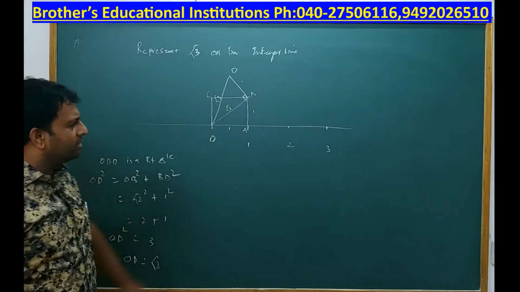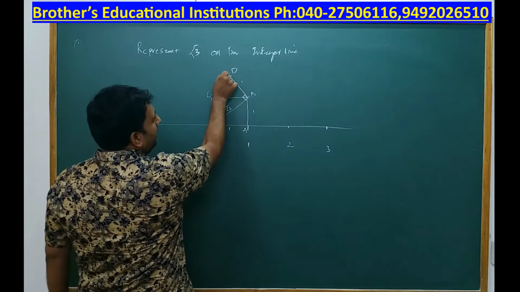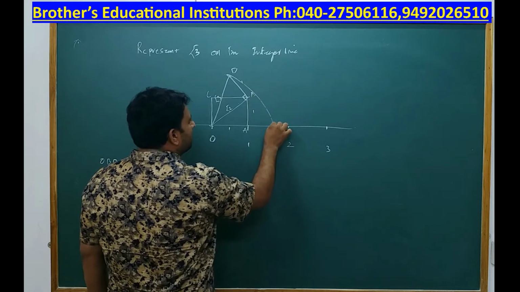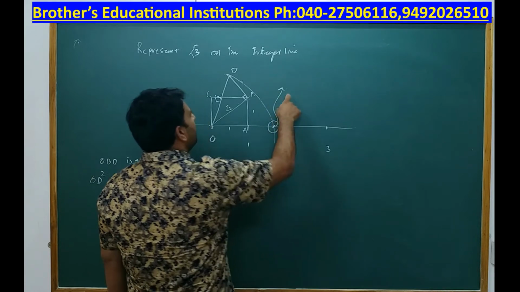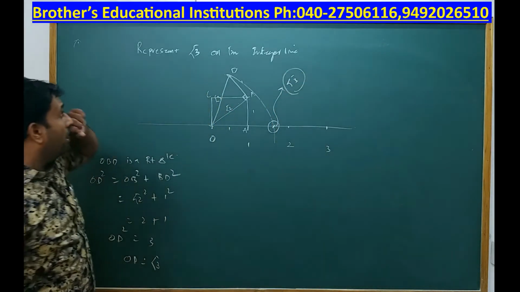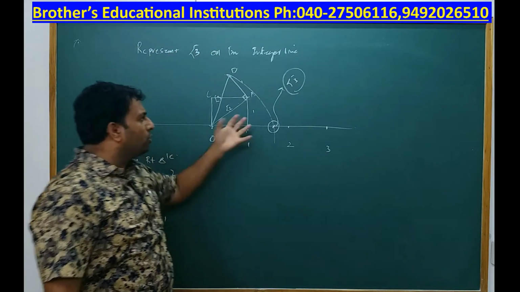Now once you know OD is equal to root 3, take a compass, mark with center O and radius equal to OD. Take the compass and draw an arc to cut this point on the integer line over here. Now this point, my dear children, is nothing but root 3. This is the marking of root 3 or representing root 3 on an integer line. So that's how you mark root 3 on an integer line.